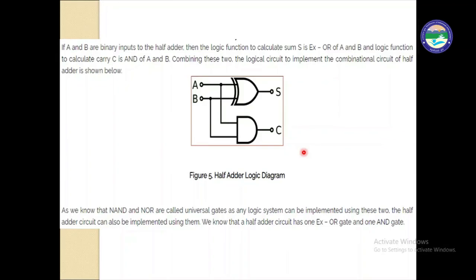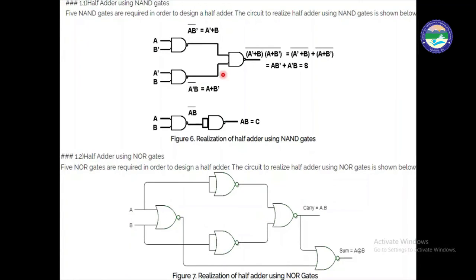This half adder can also be designed by using NAND gates by this type of method, and a half adder can also be constructed by using NOR gates by realizing this type of NOR gate arrangement.